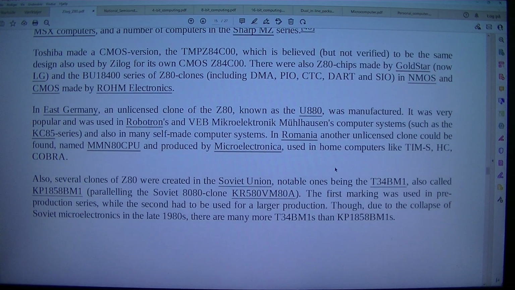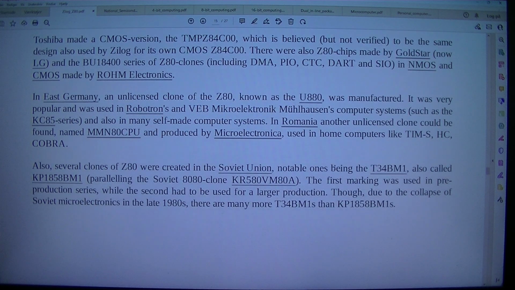Toshiba made a CMOS version, the TMPZ84C00, which is believed, but not verified, to be the same design also used by Zilog for its own CMOS Z84C00. There were also Z80 chips made by Gold Star, now LG, and the BU18400 series of Z80 clones, including DMA, PIO, CTC, DART and SIO, INMOS and CMOS made by ROM Electronics.